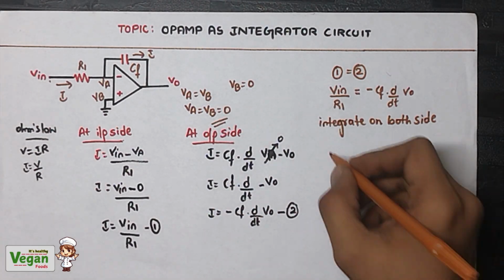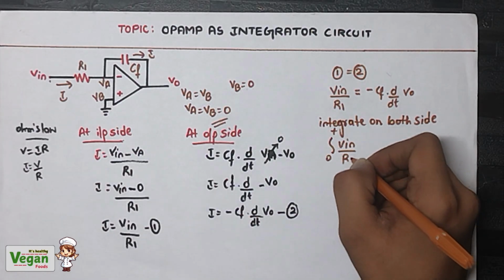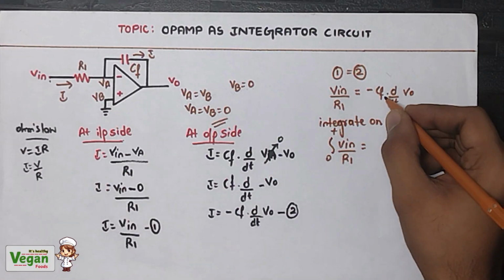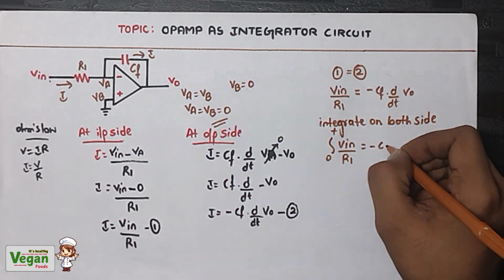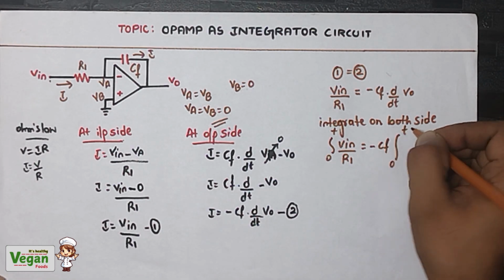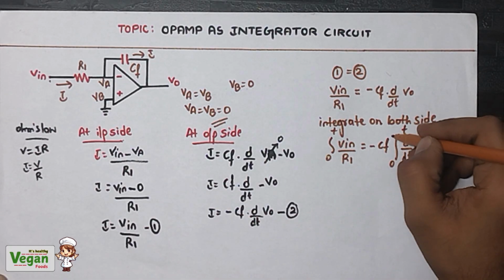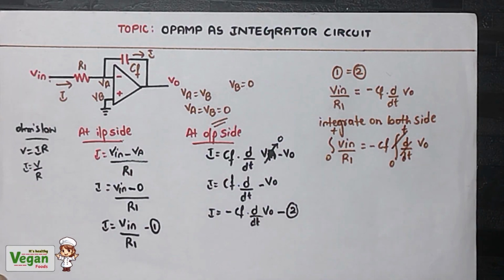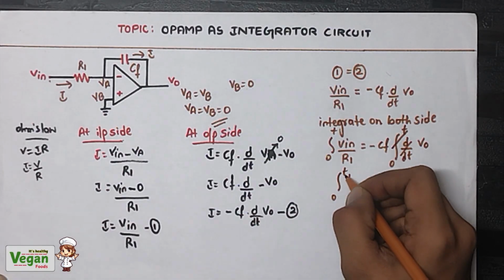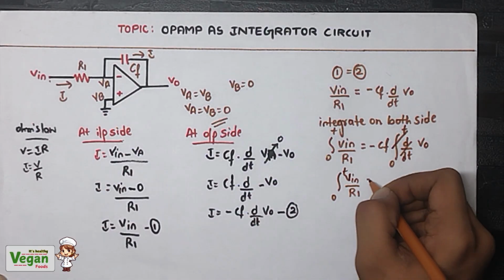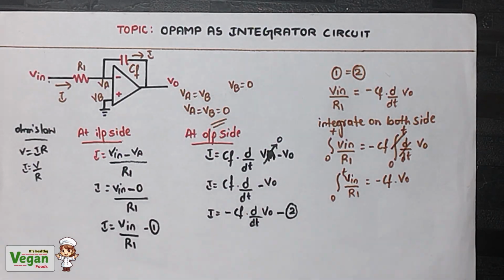So just integrate. When you integrate from 0 to t, Vin divided by R1 will be equal to minus CF, since the feedback capacitor is constant, into the integration from 0 to t of d by dt of output voltage VO. Therefore the integration and differentiation will cancel each other out. Therefore what will be left? The integral from 0 to t of Vin divided by R1 is equal to minus CF into Vout. So we just need the equation for Vout.